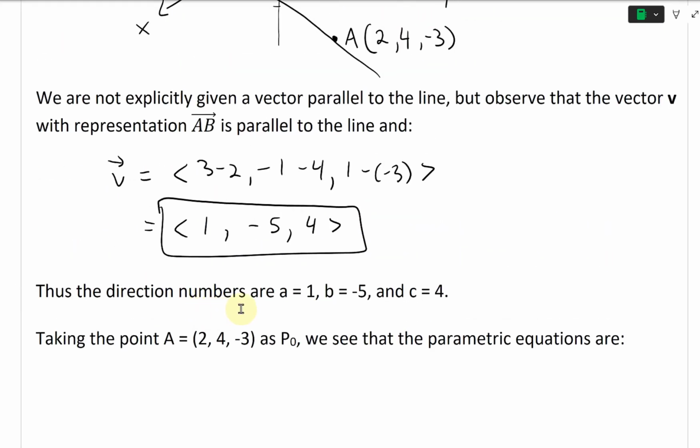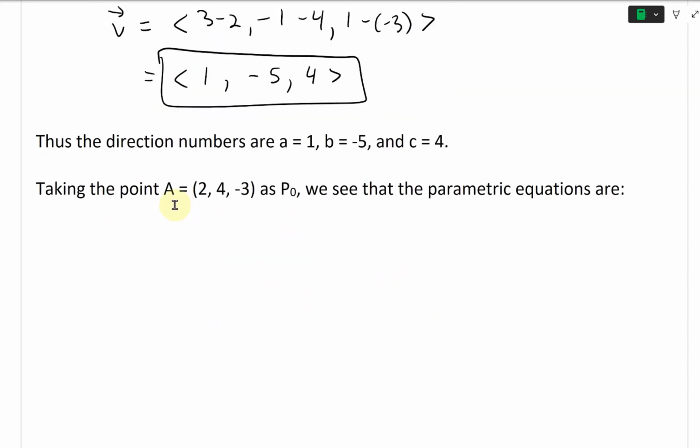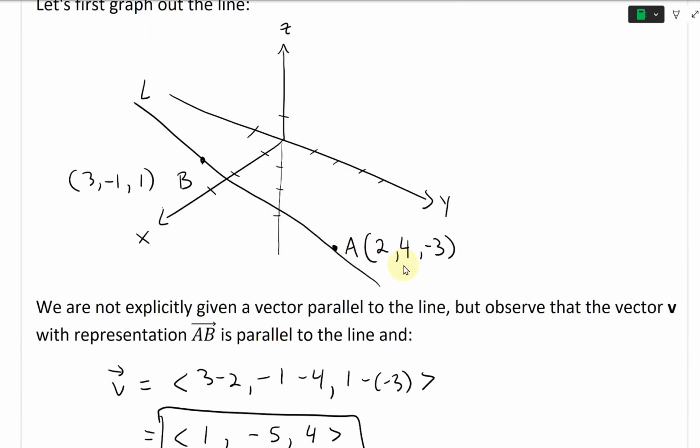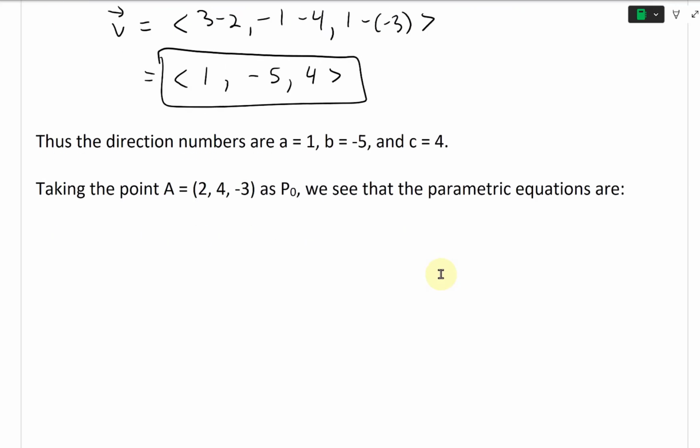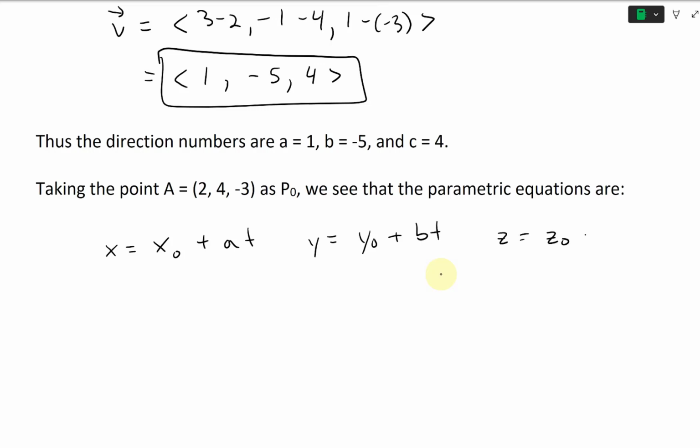Alright, so thus the direction numbers are just the components of this parallel vector. So a is equal to 1, b is equal to negative 5, and c is equal to 4. And then taking the point A, which is 2, 4, negative 3, as P naught, we see that the parametric equations are, and remember this one, x equals x naught plus at, y equals y naught plus bt, and z is equal to z naught plus ct.